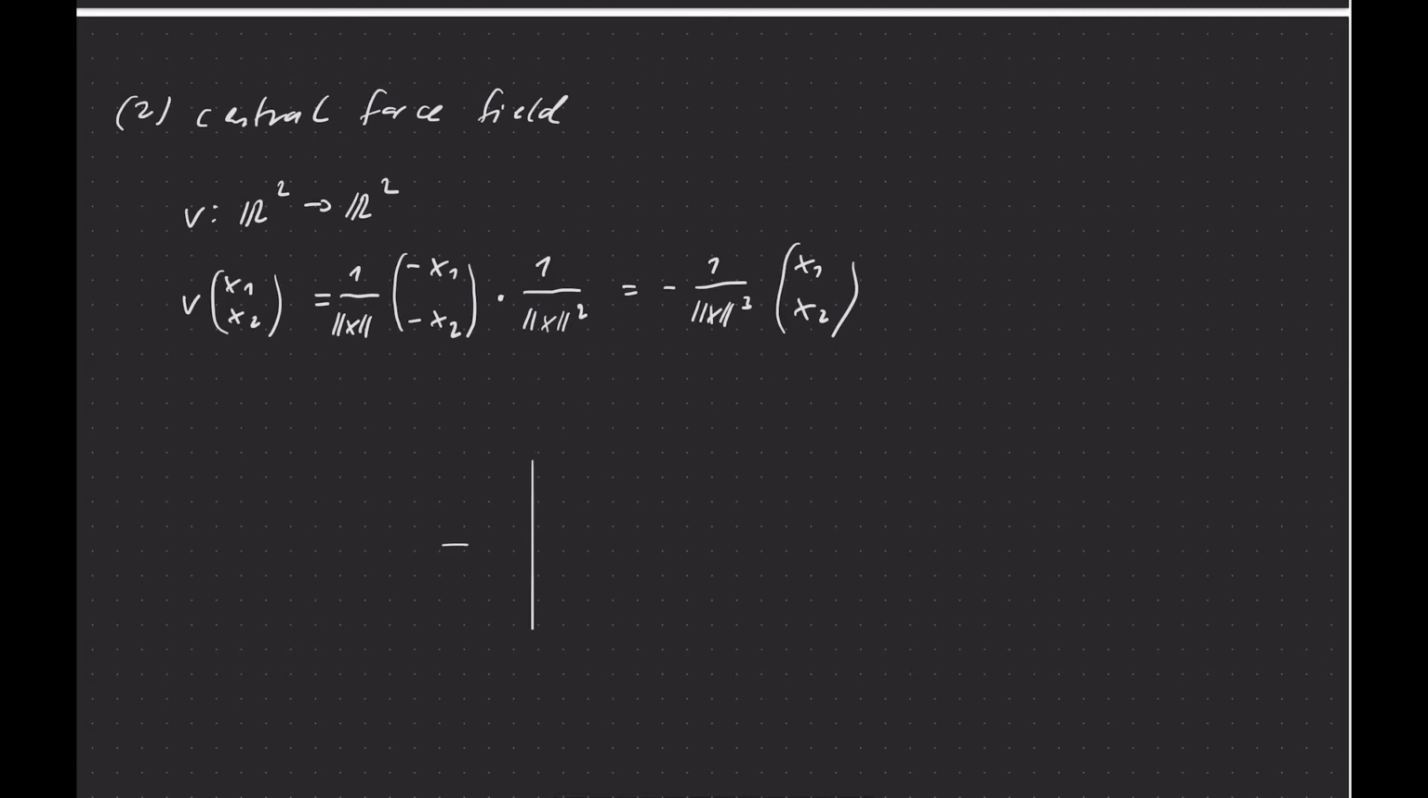How would that look like? Basically what you have here is a field where every vector points back at the origin, and the length of the vectors decreases as you get further away from the origin. So we have something like this. Here we have a vector pointing to the origin. As we get farther away, those vectors become smaller and smaller. And that is the same from all directions.